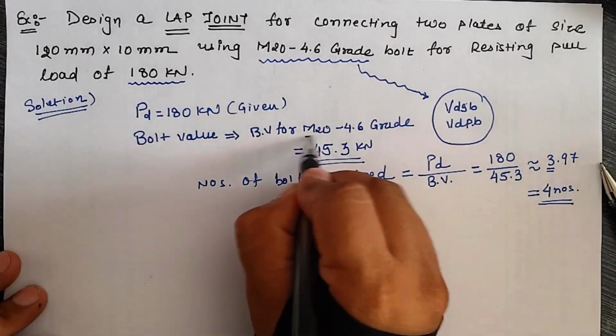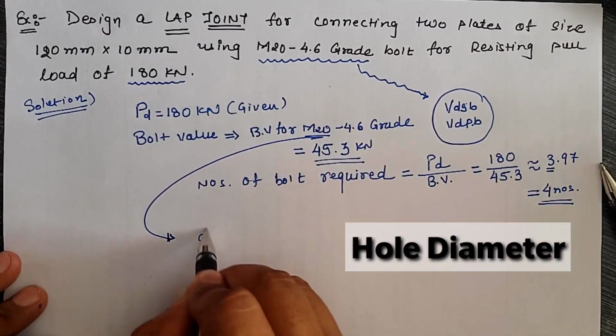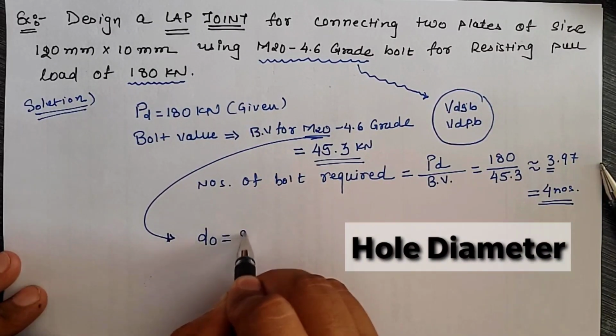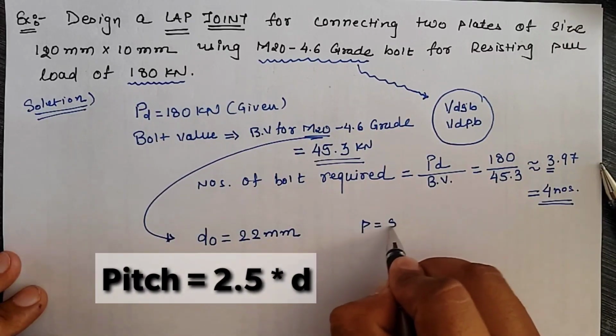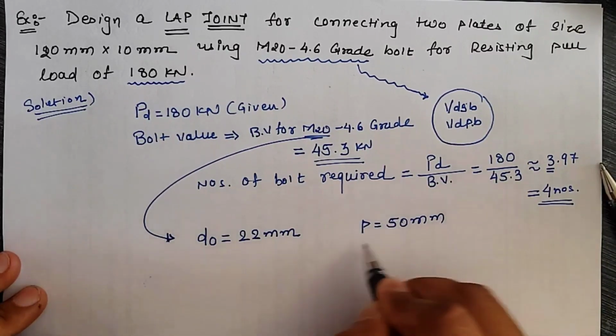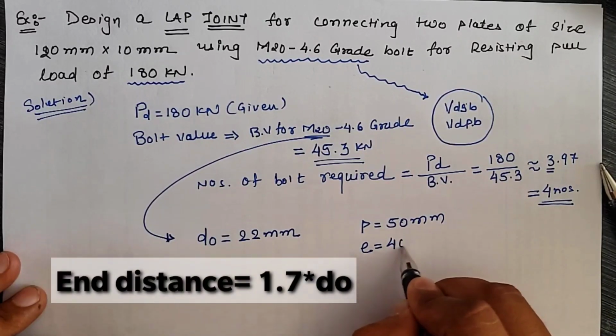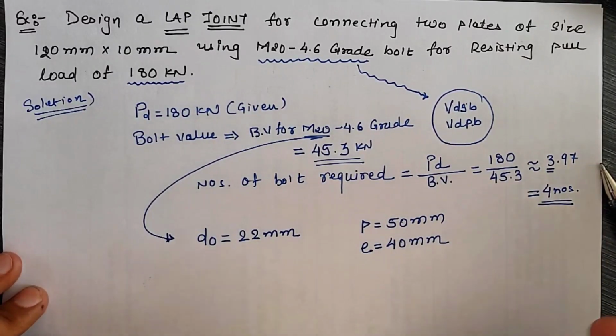Now we know that for an M20 bolt, the diameter of the hole is equal to 22 mm. Next, the pitch value is 50 mm and the end distance is 40 mm or 35 mm, whatever we assume. We have to provide the data.